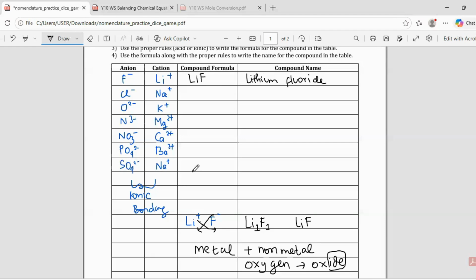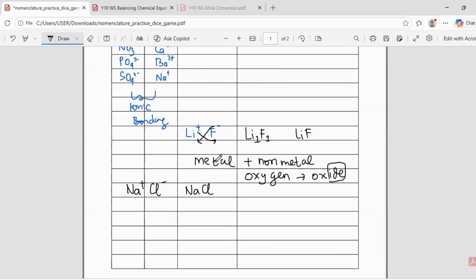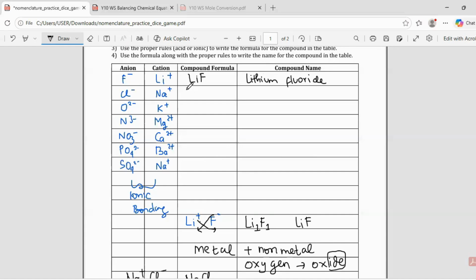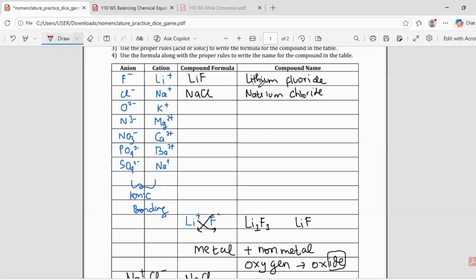How about Na with Cl? We can use the same method, and we will end up with NaCl. I believe NaCl is quite popular, right? You have heard about NaCl quite often, and the name will be natrium chloride, or we know that it is sodium chloride, because natrium is not a common word. We just need to state it as sodium chloride.